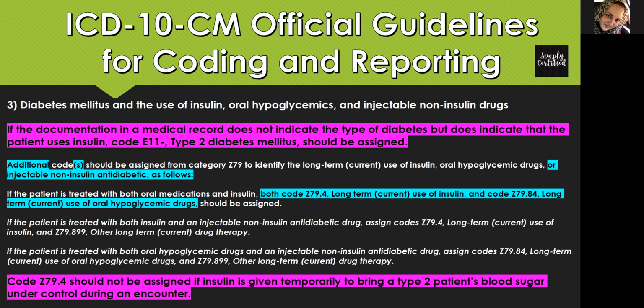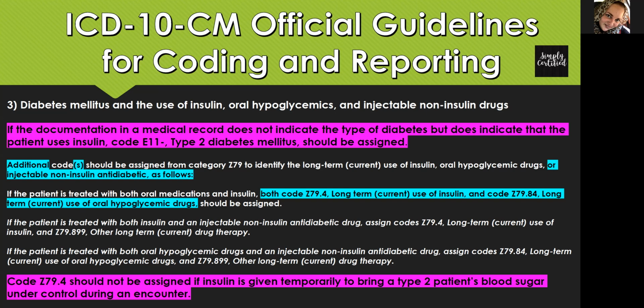Now, the changes that happened. In 2021, the old guidelines told us that if the patient took insulin, to code it to Z79.4. If the patient only took oral diabetic drugs, to code it to Z79.84. And if the patient took oral diabetic drugs with insulin, you would only code the insulin and drop off the code for the oral diabetic drugs.